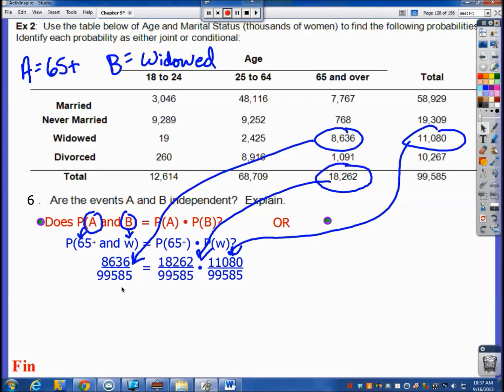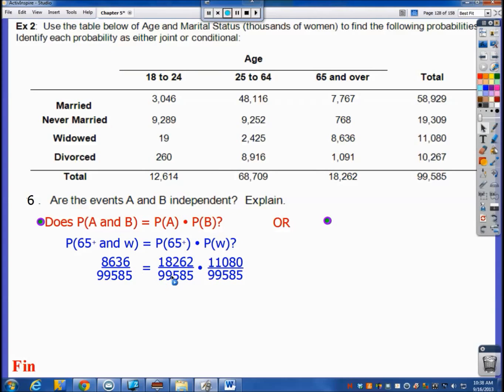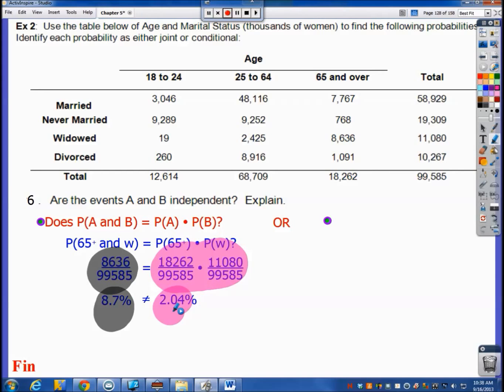So I just need to check, is this number, 8,636 out of 99,585, equal to really these two fractions multiplied together? So let's see. This is really 8.7%. And if I multiply these two things together and convert it to a percent or a decimal, I get 2.04%. So those two things are not equal. And if they're not equal, that means they are not independent. They are dependent on each other.